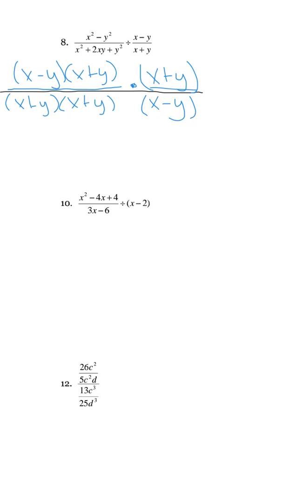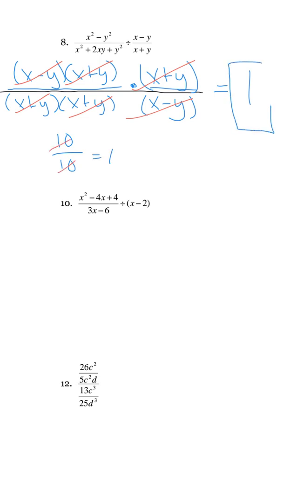And now let's cancel. x plus y, x plus y, x plus y, x plus y, x minus y, x minus y. Whoa, check it out. I have a red line through every single thing. When everything cancels, your answer is 1. Think about that real quick. If you have 10 over 10, everything technically cancels there. That's just 1. So your final answer for number 8 is just 1 because everything canceled after we factored it.